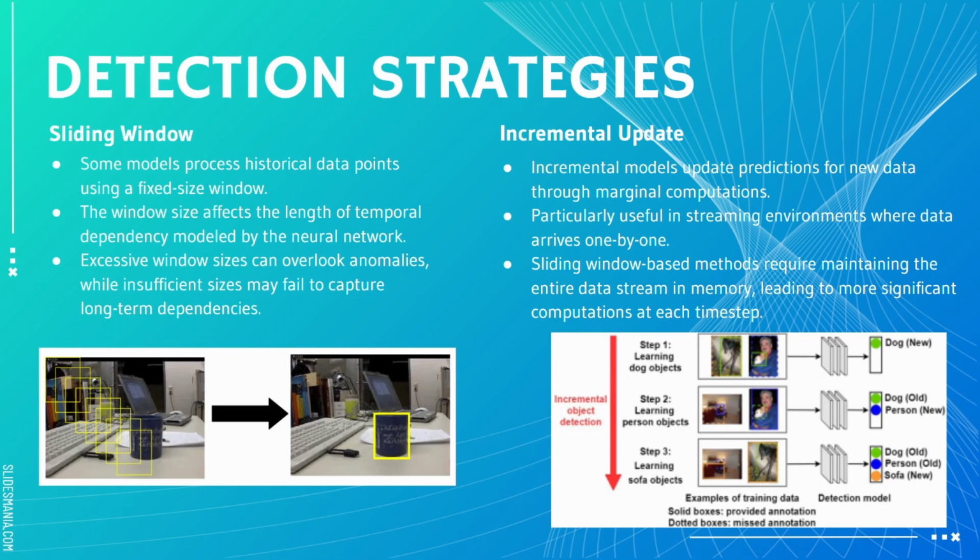In incremental update, models update predictions for new data through marginal computations, and it's particularly useful in streaming environments where data arrives one by one. So it actually offers computational benefits, especially in scenarios with large data streams. So autoregressive models like GRU and LSTMs support incremental updates.